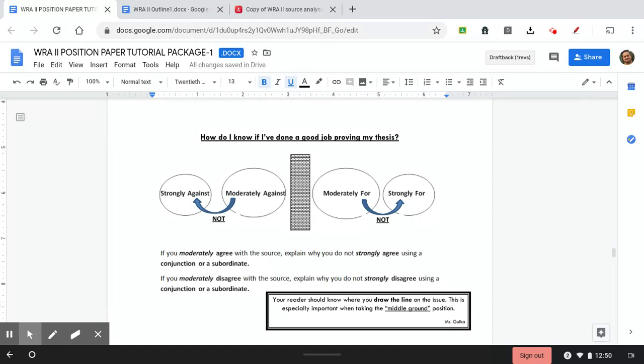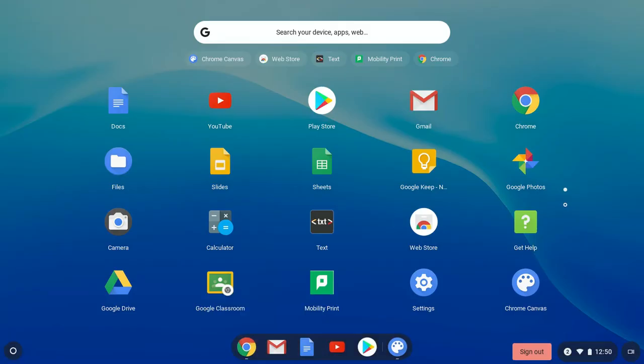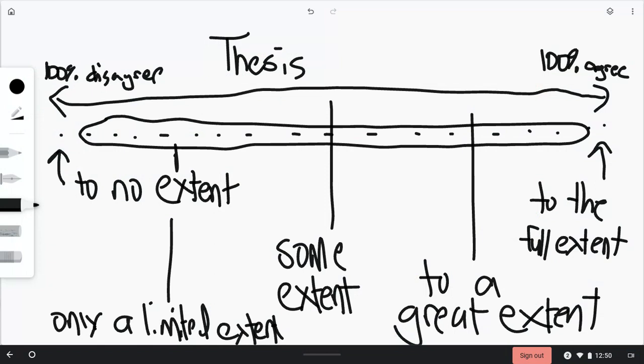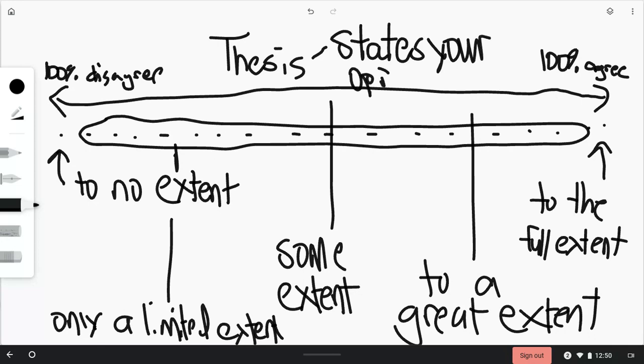So no matter what position you take, the thesis states your ground or your opinion. If the reader does not know what your stance is after reading your thesis, you have not done a good job.